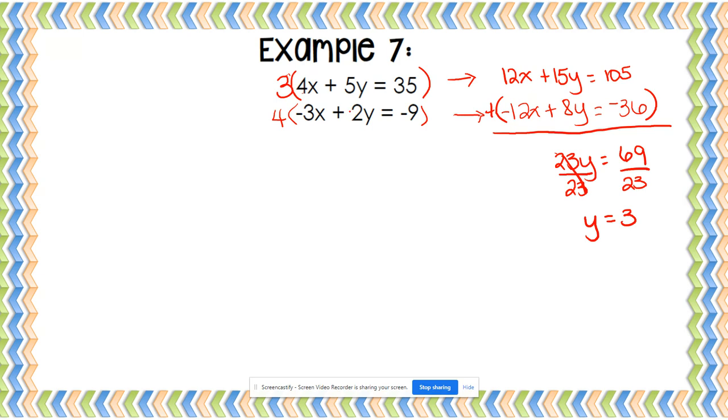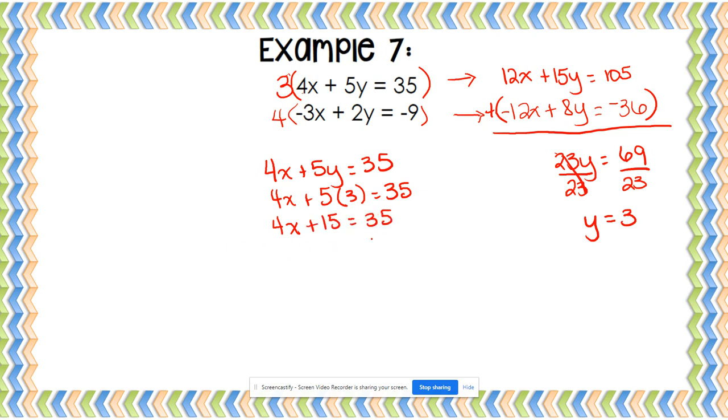So I'm going to go back into one of my equations, and I usually just pick the first one. So that first one was 4x plus 5y equals 35. I'm going to plug in 3 for y. So this is 4x plus 5 times y, but I'm going to say 5 times 3 equals 35. And then 5 times 3 gives me 15. So this is actually 4x plus 15 equals 35. Now I solve like normal, so I'm going to subtract 15 from both sides. These will cancel and leave me with 4x equals 35 minus 15 gives me 20.